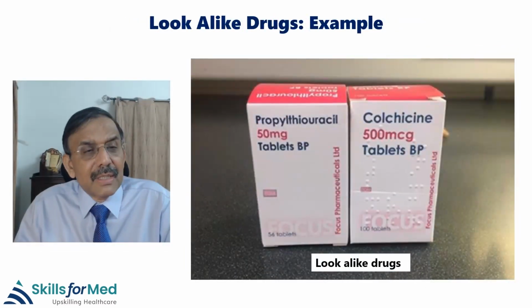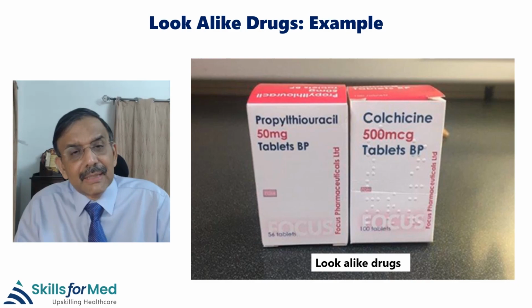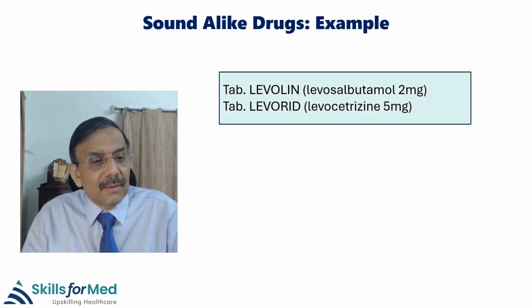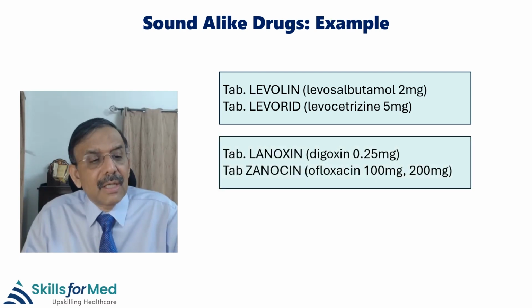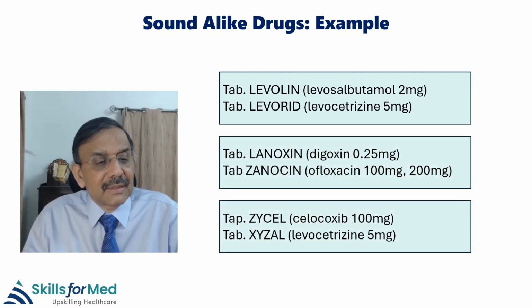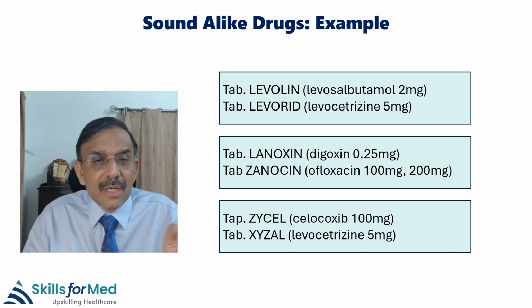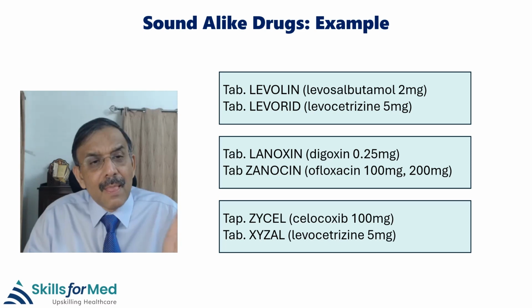Now here is an example of lookalike drugs. You can see how similar the packages are. So these are lookalike drugs. And here are some examples of sound-alike drugs, where you can see the pronunciations of Levolin, Levoret, Lenoxin, Zonoxin, Zysel, Zysal are all so close that people can mistake one for the other. So these high alert medications, and lookalike and sound-alike medications, should be stored as far away as possible and stored securely so that people just can't grab them and dispense them.